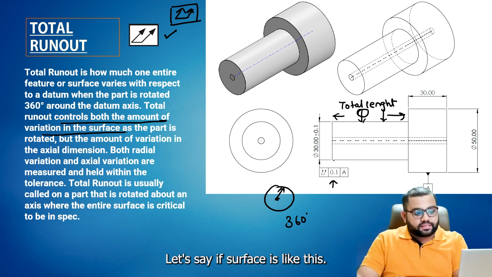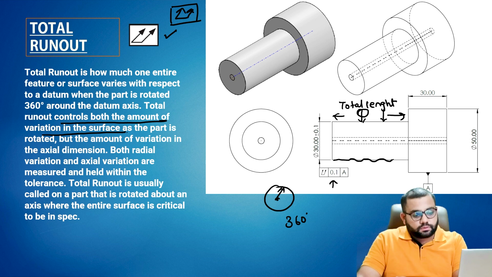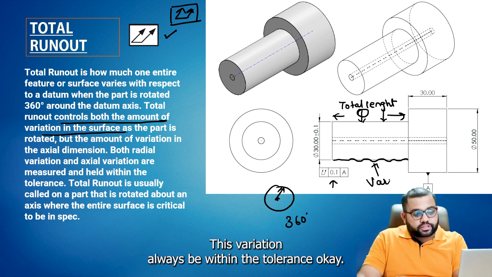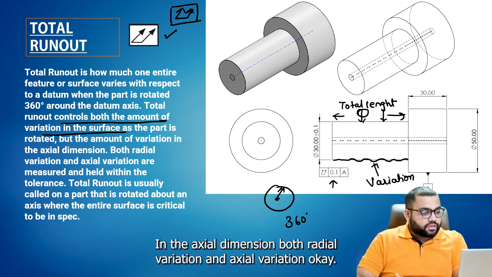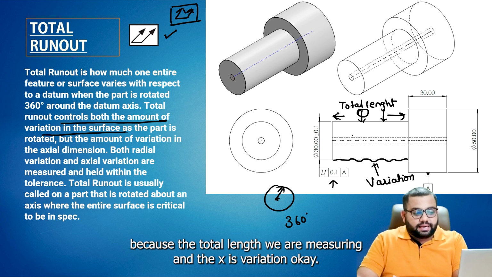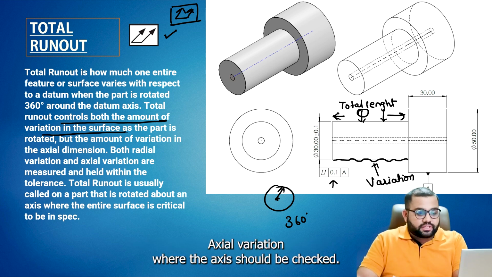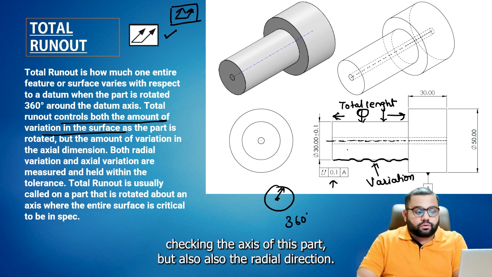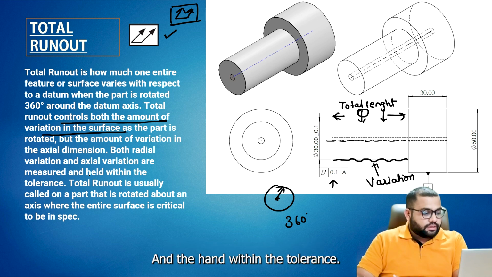Let's say the surface is like this. It is also controlling the variation. So this is the variation, and this variation must always be within the tolerance. In the axial dimension, both radial variation and axial variation are controlled, because we are measuring the total length, and the axis variation should be checked. So we are not only checking the axis of this part, but also the radial direction, and holding it within the tolerance.